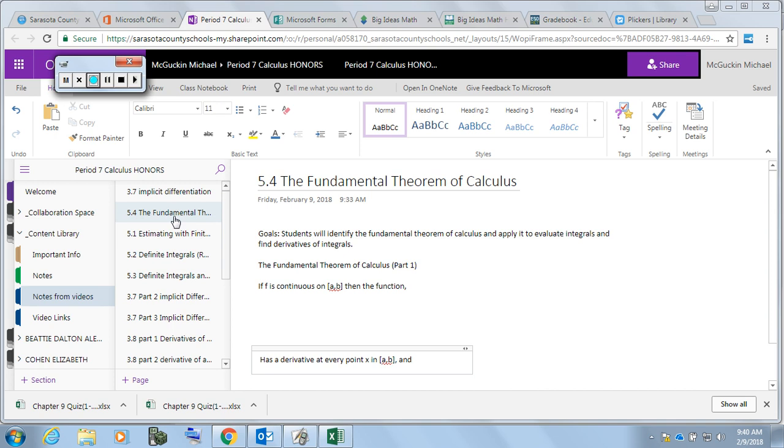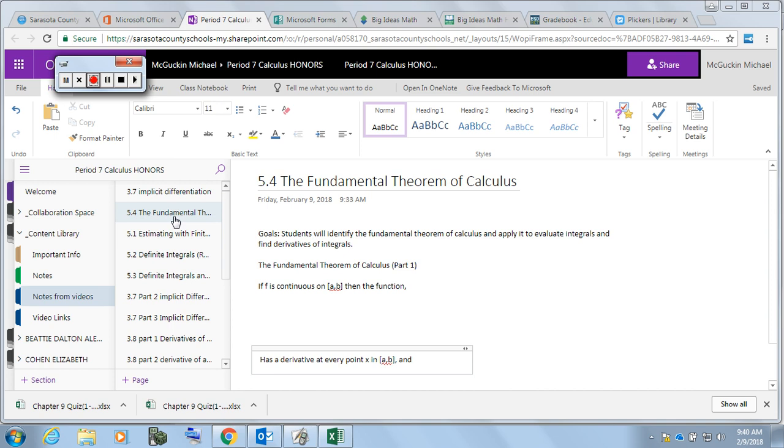So the goals for this video and as we dive into this section are to identify the fundamental theorem of calculus, which will obviously be parts 1 and 2, and then to apply it to evaluate integrals and actually find derivatives of integrals when it's all said and done. So let's take a look first and foremost. What is the fundamental theorem of calculus, part 1?